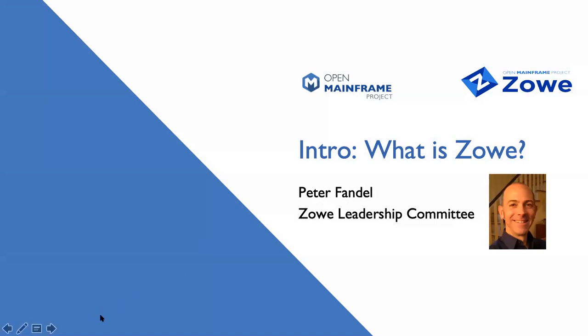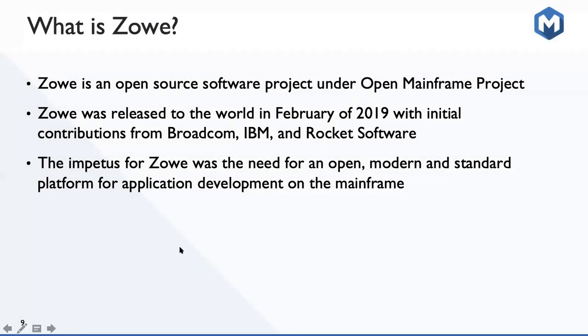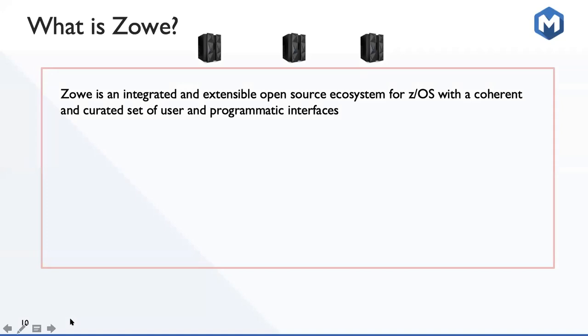All right, thank you, John, for that intro. So now on to another intro, specifically introducing what is Zowe. So Zowe is an open source software project under the Open Mainframe project, which is also under the Linux Foundation. Zowe was released to the world in February of last year with initial contributions from Broadcom, IBM, and Rocket Software. The impetus for Zowe's creation was the need for an open, modern, and standard platform for application development on the mainframe.